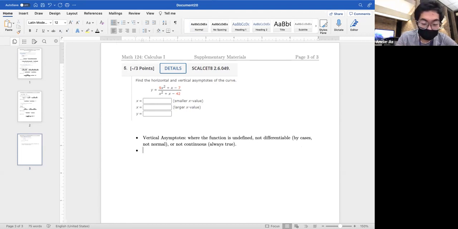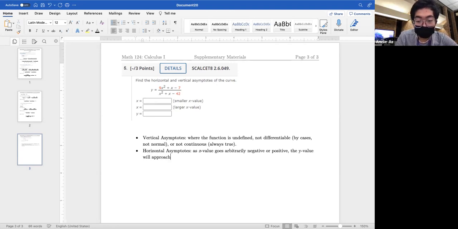So for a horizontal asymptote, as the x value goes arbitrarily negative or positive, the y value will approach it, but not be exactly at a value. The horizontal line.